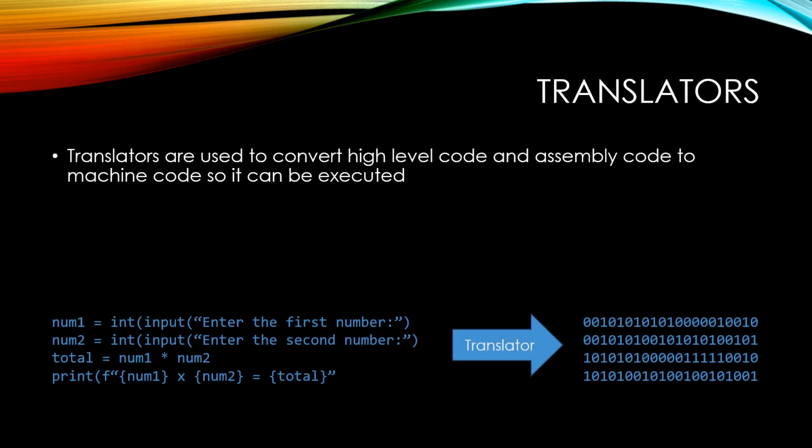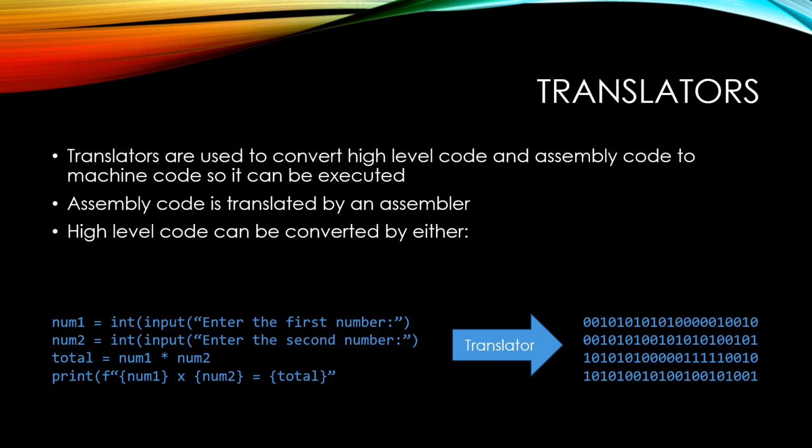Translators are used to convert high-level code and assembly code to machine code so that it can be executed by the processor. Assembly code is translated by an assembler. High-level code can be converted either by a compiler or an interpreter. Let's take a closer look at the difference between these two.